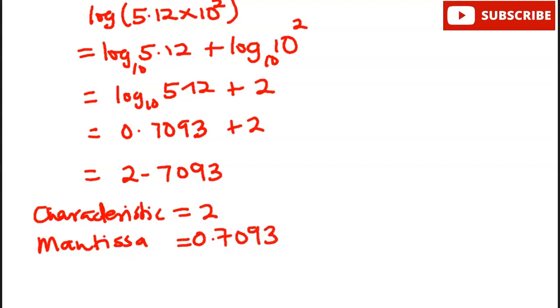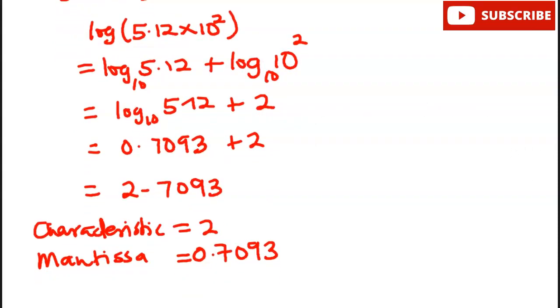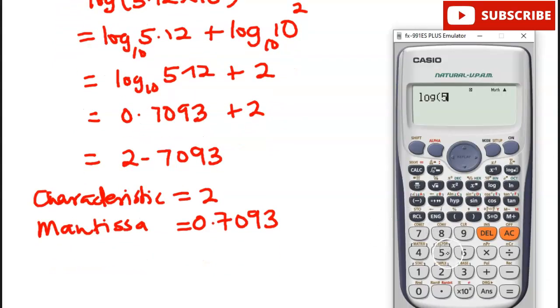Now, when the value is positive like this, you can also use the calculator straightforward. Example, log 512. See, we have the same thing, 2.7093.